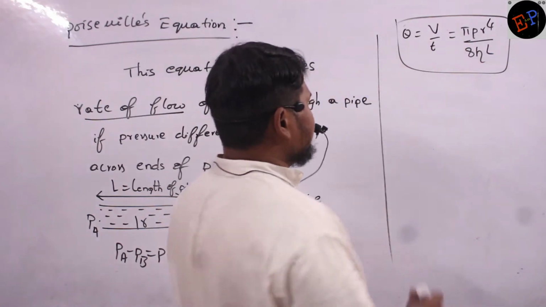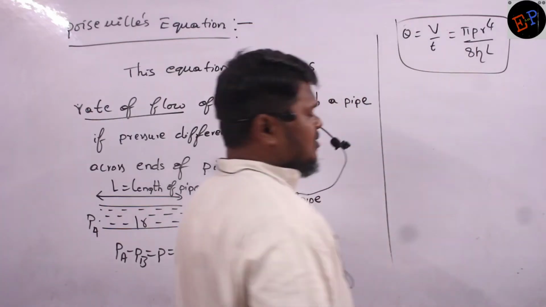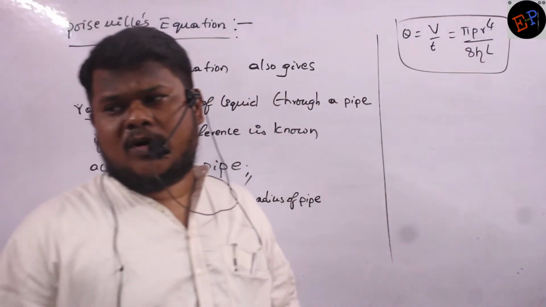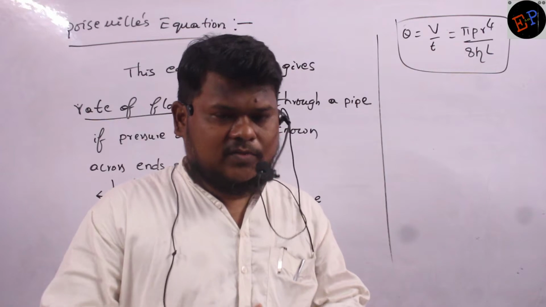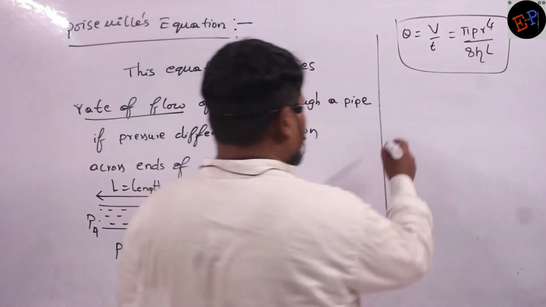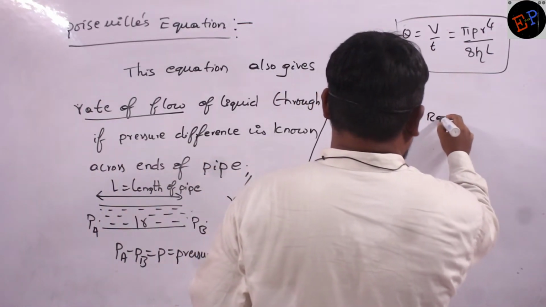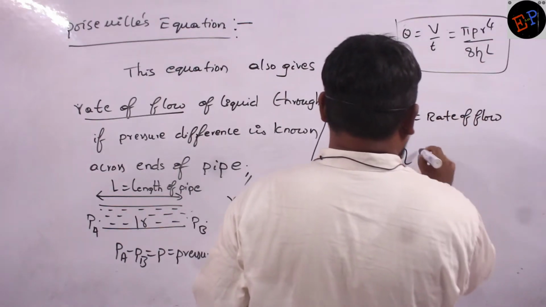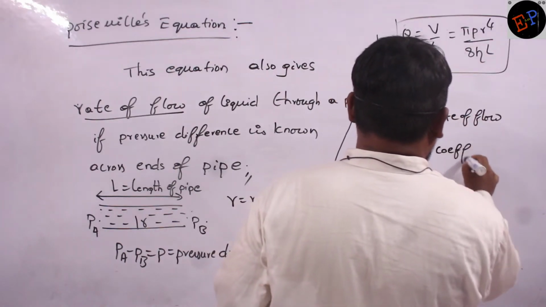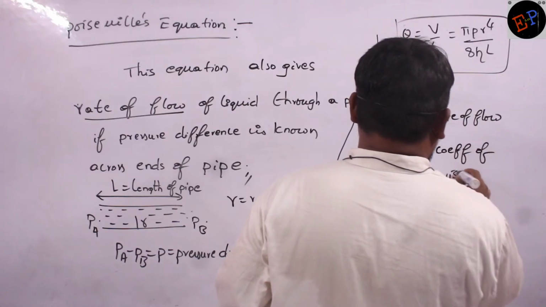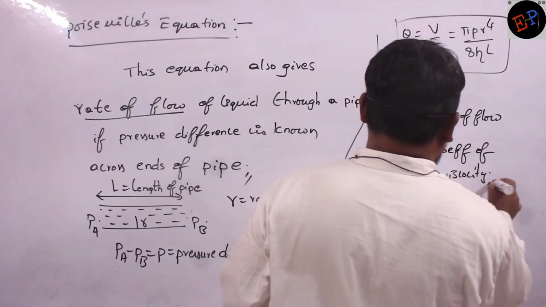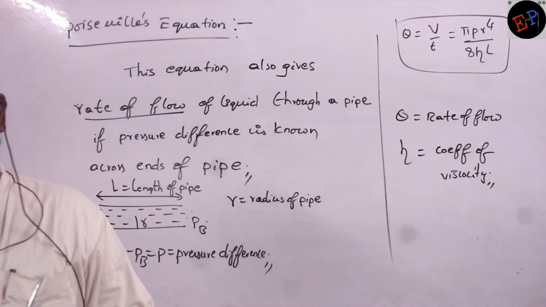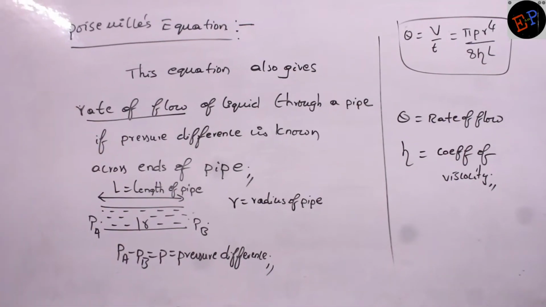Are you able to understand? So therefore, this equation gives the equation of Pascal, or you can call it as Pascal's equation. Q is called what? Q is called as rate of flow. Eta is called as coefficient of viscosity of the liquid. That's it. This is called as Pascal's equation.